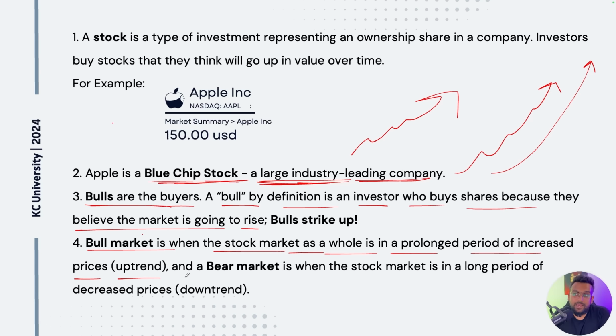And what is a bear market? What are bears though? Bears are simple, man. Bears are sellers. Just the other way around. A bear by definition is an investor who sells shares because they believe the market is going down. Why are they called bears? Because bears strike down. They literally scratch downwards. Okay, that's why they're called bears.